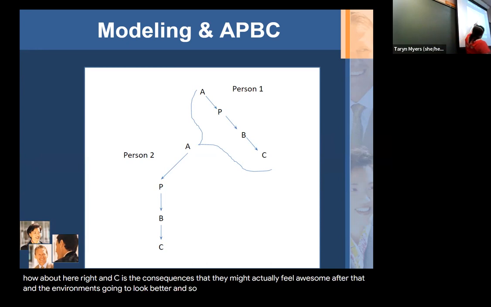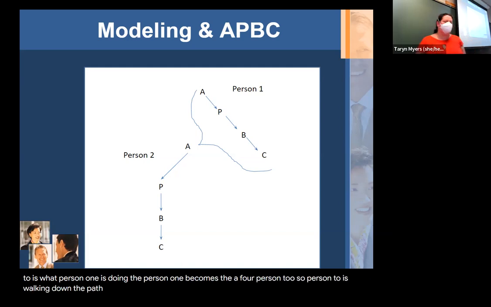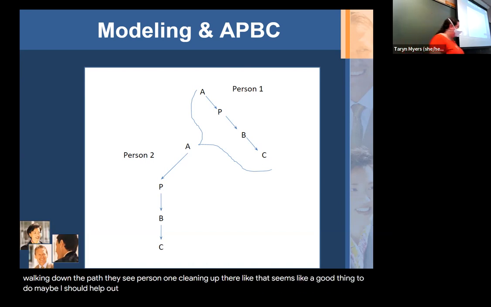And so the activating situation or antecedent for person two is what person one is doing. So person one becomes the A for person two. So person two is walking down the path. They see person one cleaning up and they're like, that seems like a good thing to do. Maybe I should help out. So they go and they help. And then the consequence is they also feel good and the lawn gets that much cleaner.